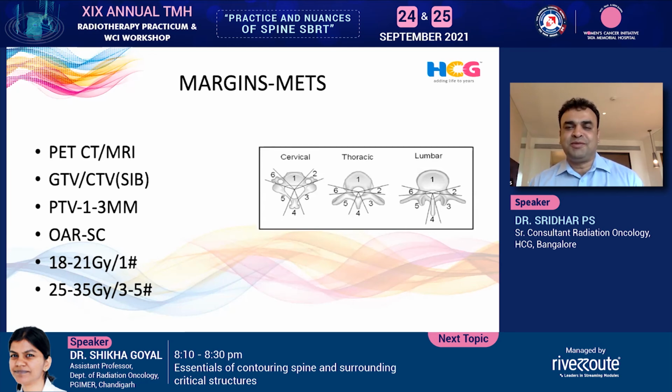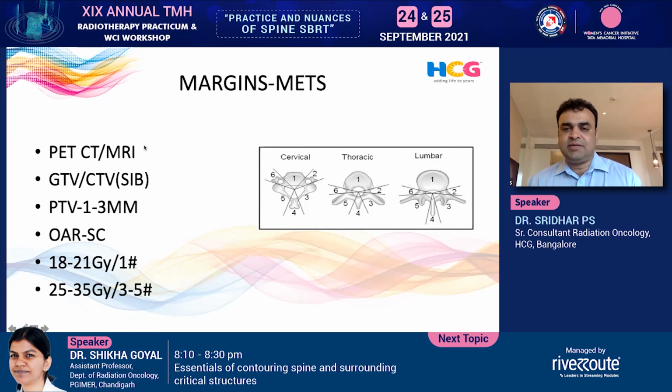Conventionally, we were taught to give radiation to 2 vertebrae above and 2 vertebrae below, and now it is 1 vertebra above and 1 vertebra below. When I show the next one, we see that in the vertebra, whatever is involved, we are treating only that. So PET-CT and MRI are the most important.